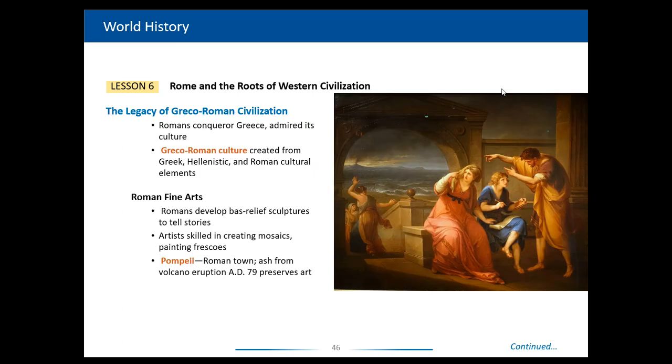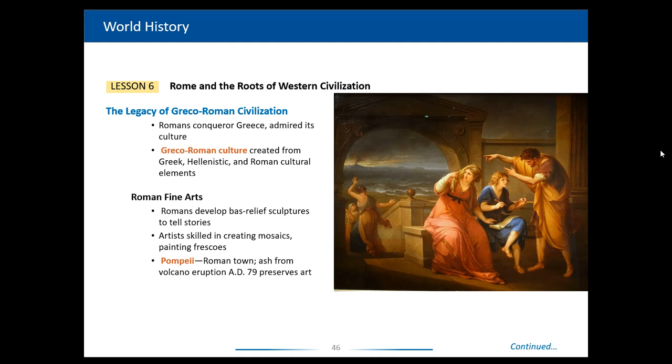The legacy of the Greco-Roman civilization is very important to Western civilization. Romans conquered Greece, which it admired for its culture. The Greco-Roman culture, created from Greek, Hellenistic, and Roman cultural elements, was very important and is the roots of Western civilization. The Roman fine arts also developed bas relief sculptures to tell stories, and artists skilled in creating mosaics and painting frescoes were very important to telling the overarching stories.